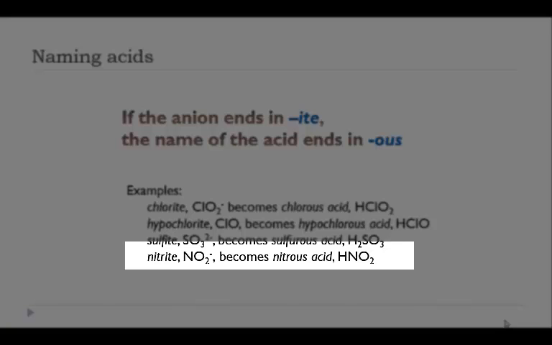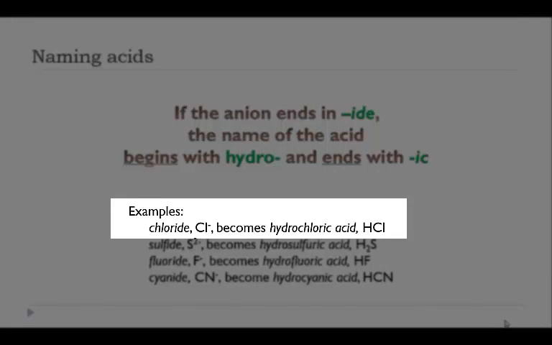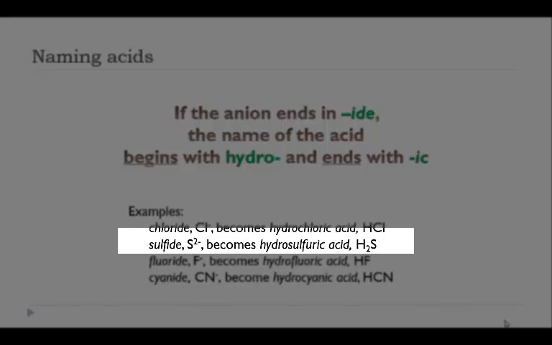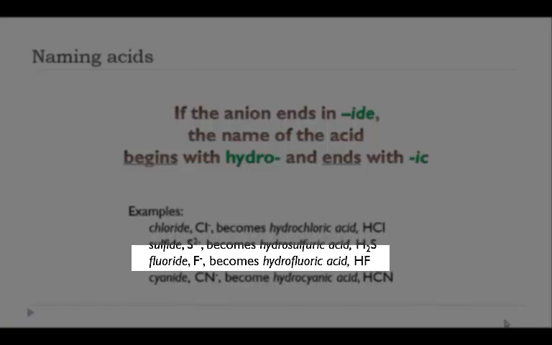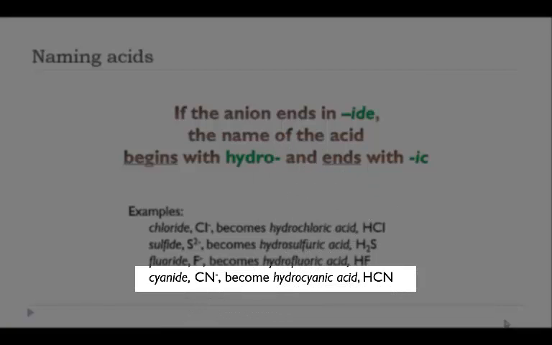So if the anion ends in ite, the name of the acid ends in ous, O-U-S. If the anion ends in ide, the name of the acid begins with hydro and ends with ic. So chloride becomes hydrochloric acid. Cl-, put a hydrogen in front, so you get HCl and you get hydrochloric acid. Sulfide becomes hydrosulfuric acid. Fluoride becomes hydrofluoric acid. And cyanide becomes hydrocyanic acid.